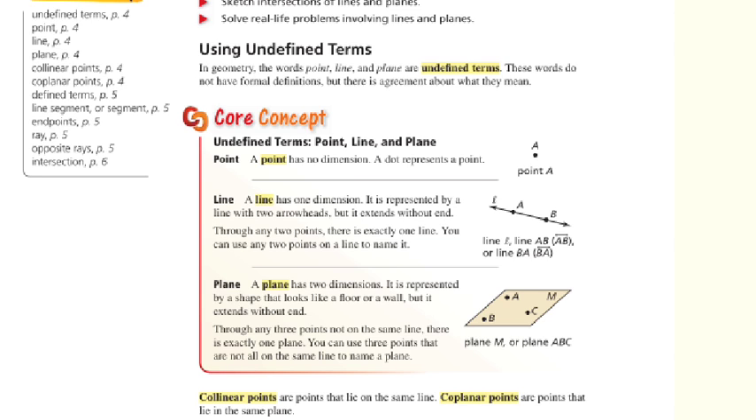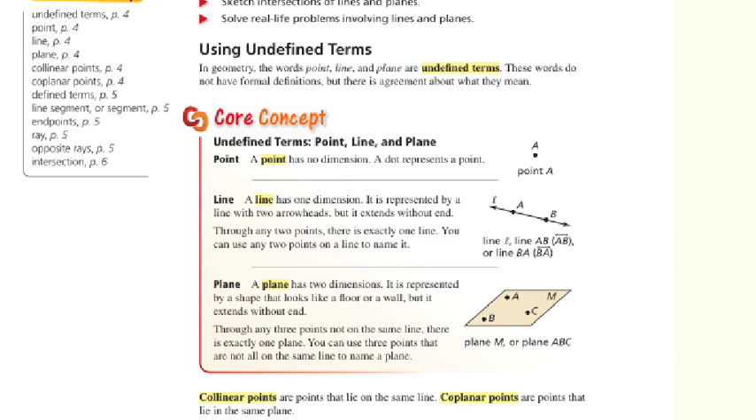Now, I want you to notice here it says that they are undefined terms: point, line, and plane. We might come back to this idea of undefined terms later, but for now, it's perfectly alright if we just imagine point, line, and plane pretty much being what we think of them as being.